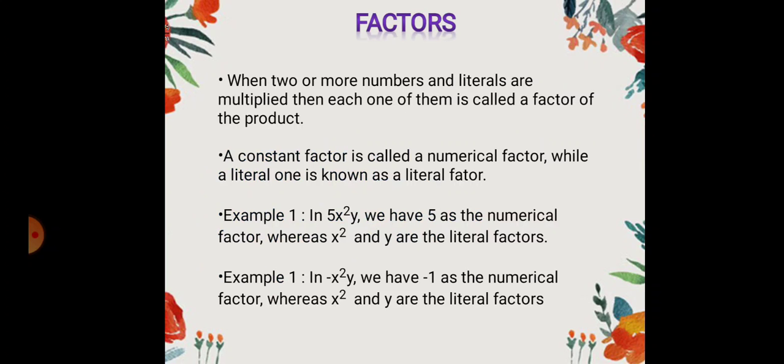Next comes the term factors. When two or more numbers and literals are multiplied, then each one of them is called a factor of the product. So we all know this. A constant factor is called a numerical factor, while a literal, an unknown value, is called a literal factor. In example 1, you can see 5x square y. So 5 is a constant value, so it is called a constant factor. x square y is an unknown value, so we call it a literal factor.